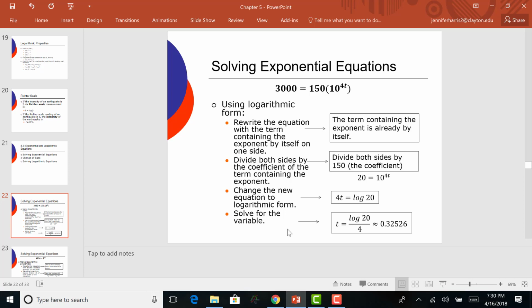And then divide that answer by 4. So it's the whole thing over 4. Uh-huh. And what's my answer? Somebody tell me. Log 20 divided by 4. 0.32526. And the homework will tell you how many decimal places to round it to. 3? It will say 3 or 4, or whatever it tells you to round it to.